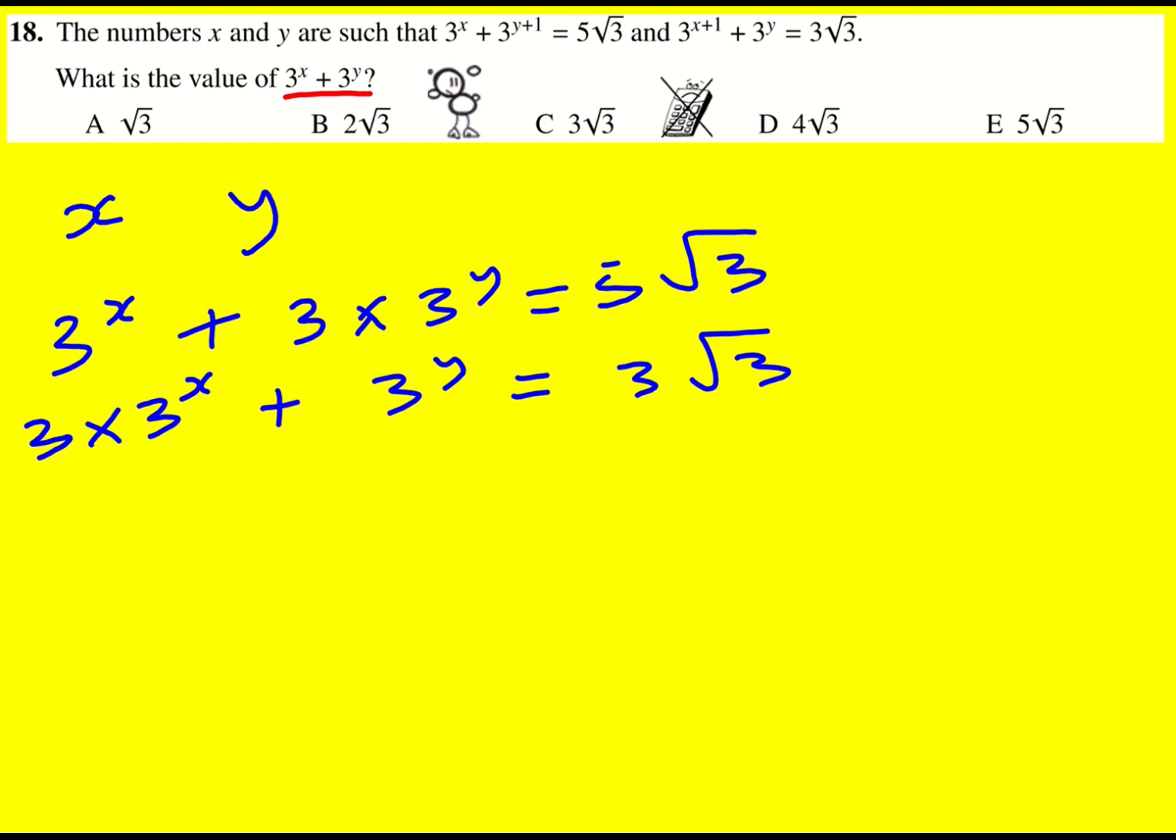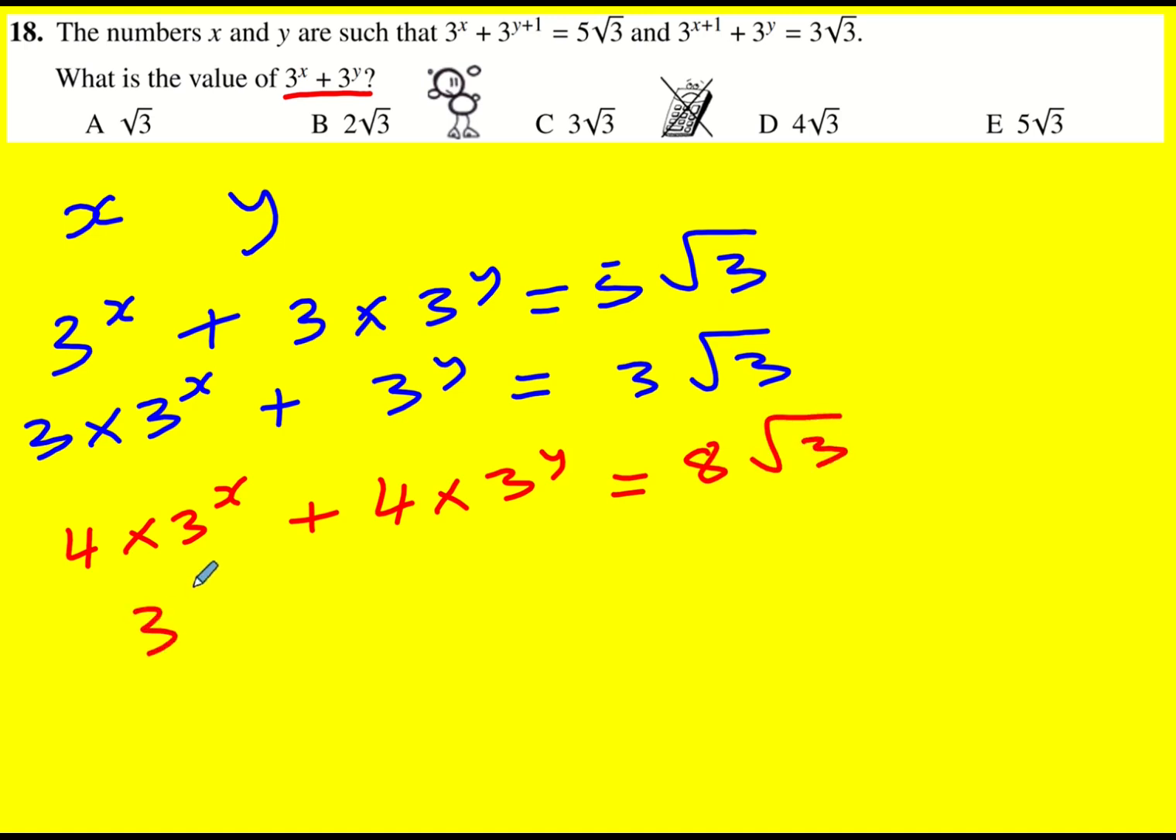And if we add them together now, then in fact, 3 to the x plus 3 times 3 to the x is 4 times 3 to the x. And the same goes over here, 4 times 3 to the y. And adding these two surds, 5 root 3 plus 3 root 3 will be 8 root 3. Now I just need to divide through by 4. 3 to the x plus 3 to the y equals 2 root 3.